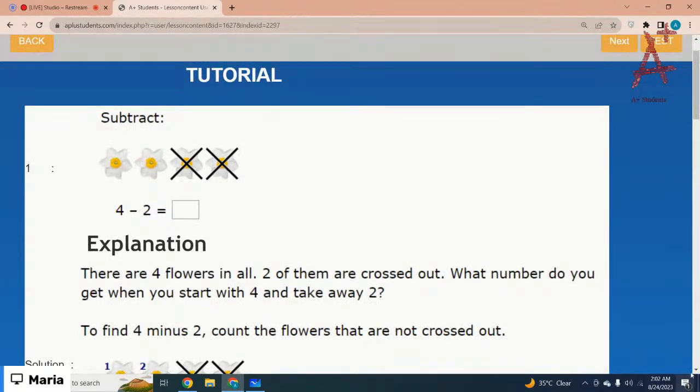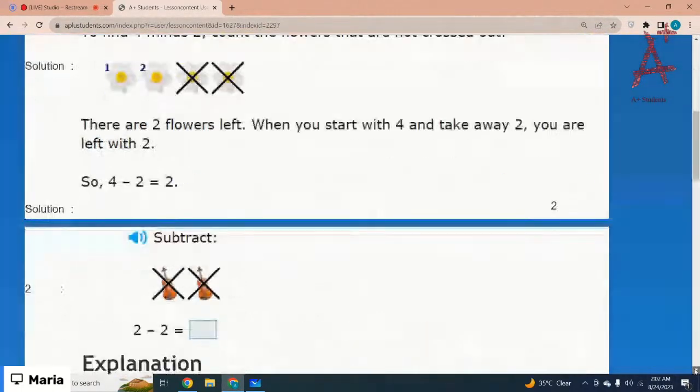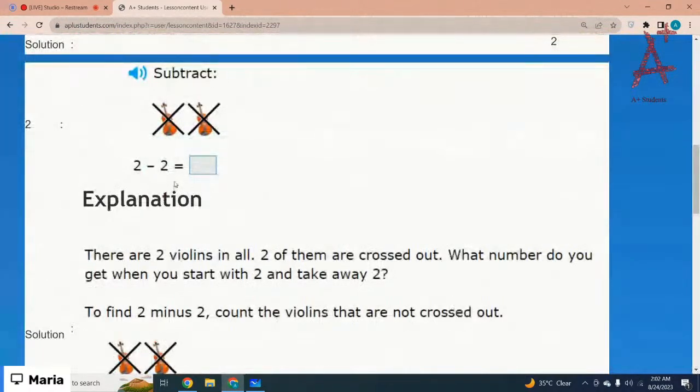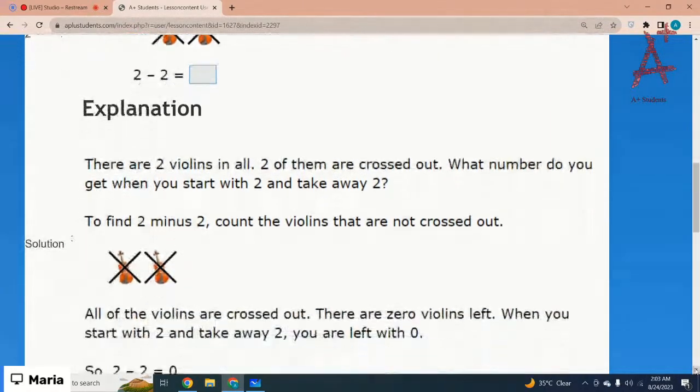Okay, the next one is subtract. So you have to start with the total violins. So there are 2 violins in all, right? And 2 of them are crossed out. So that means when you start with 2 and you take away 2, what number are you left with? You are left with 0, right? Because all of the violins are crossed out. You are left with no violins, right? So there are 0 violins left. So when you start with 2 and take away 2, you are left with 0, right?